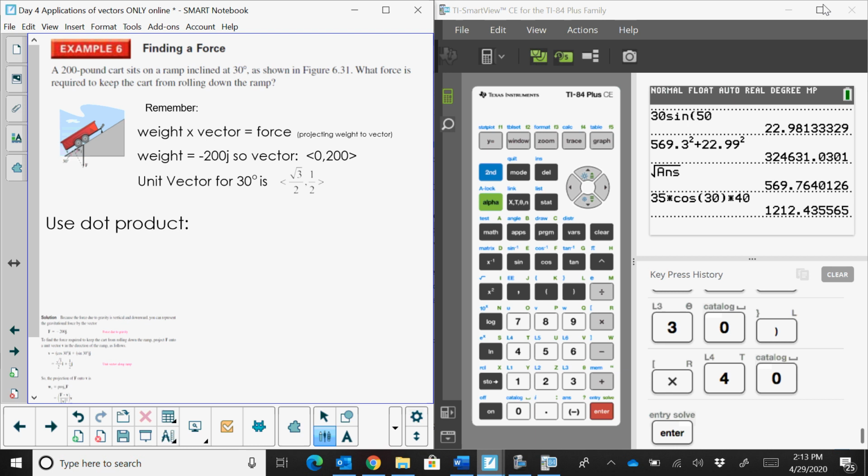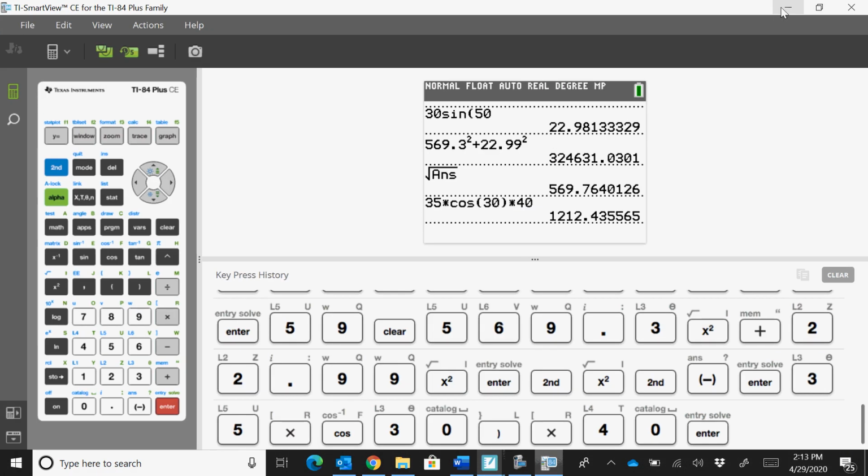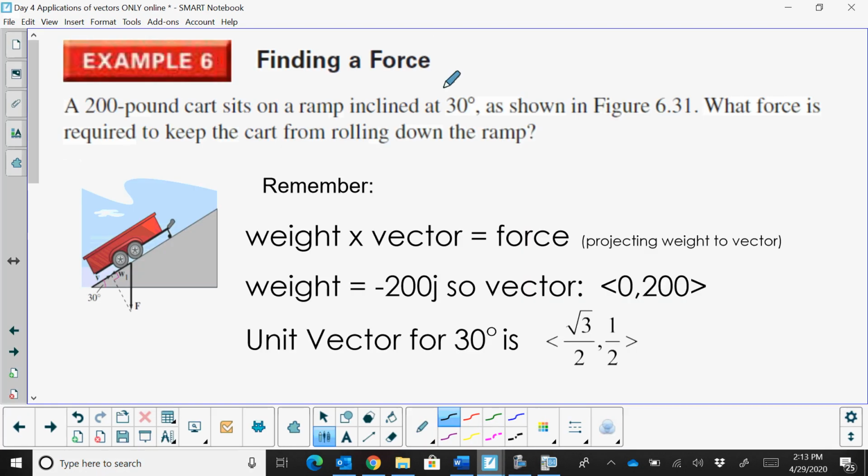Okay, so let's look at this next one. Finding a force. This one's a little bit different because this is talking about just a standing weight. So we have a 200-pound cart and it's sitting on a ramp inclined at 30 degrees. What force is required to keep the cart from rolling down the hill?